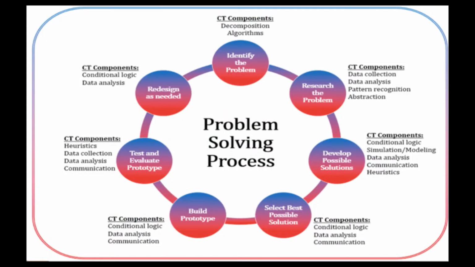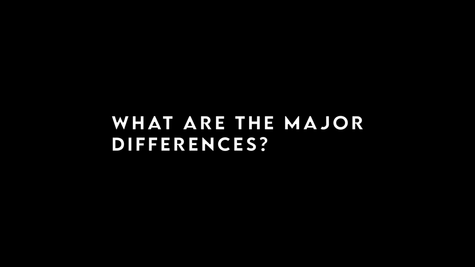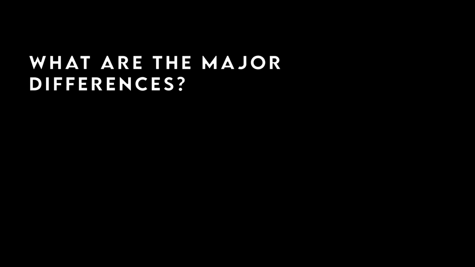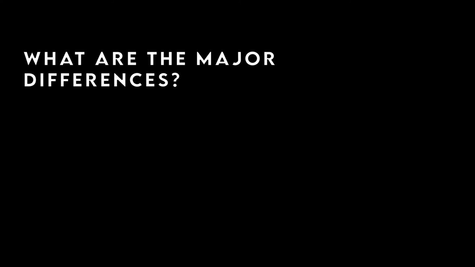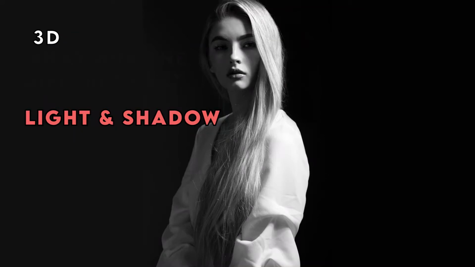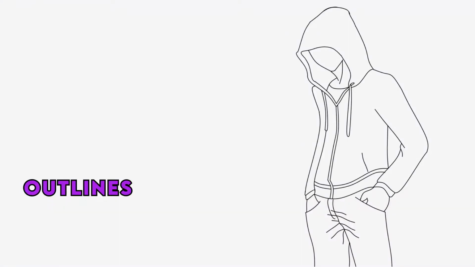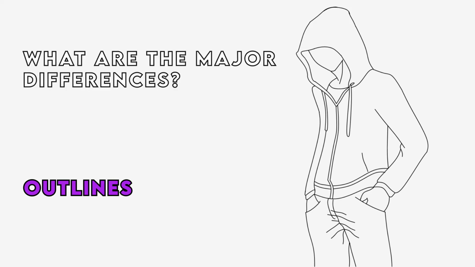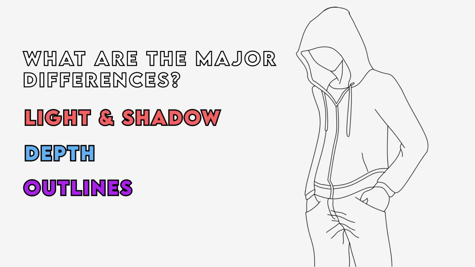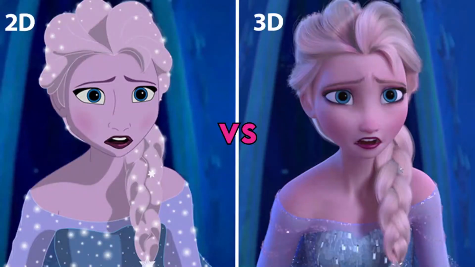Without further ado, first, to tackle a problem, we have to analyze it. So, what are the major differences between 2D and 3D mediums? Light, shadow, depth, outlines. Those are the very basic differences in which the eye can perceive whether what you are looking at is a 2D or a 3D object.